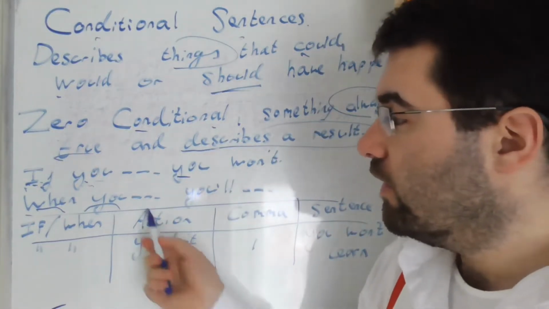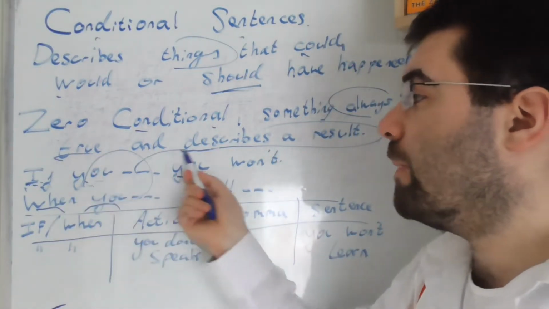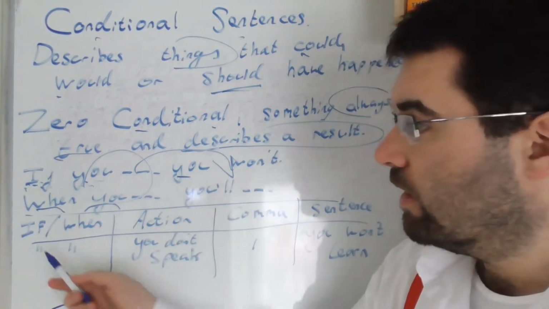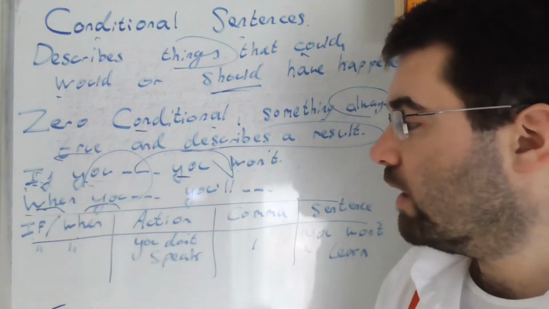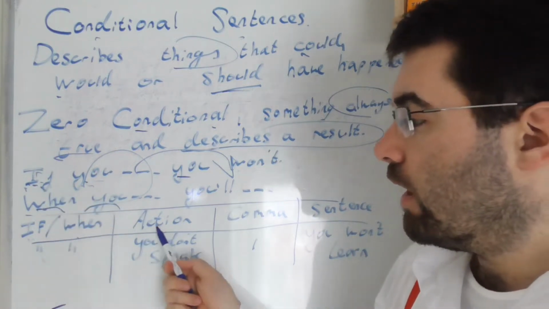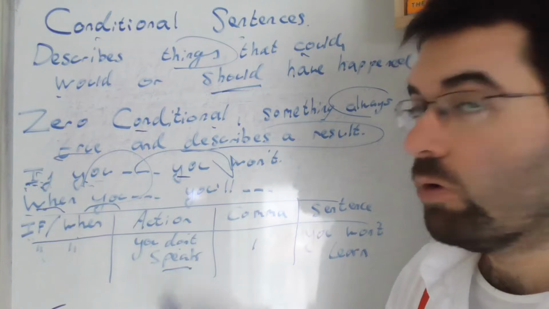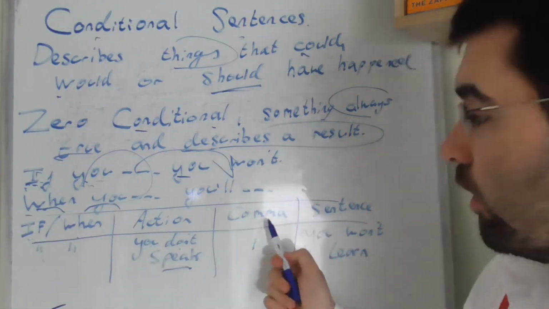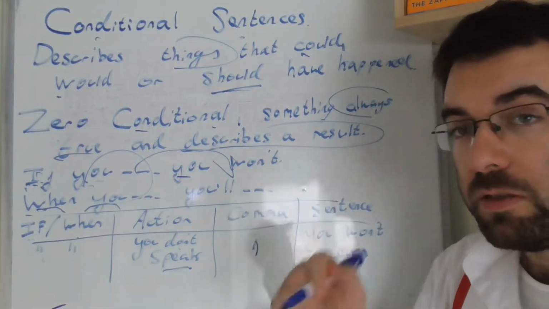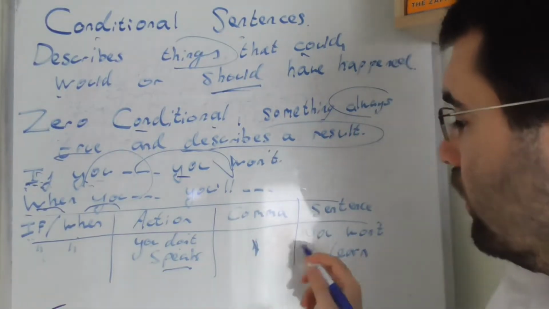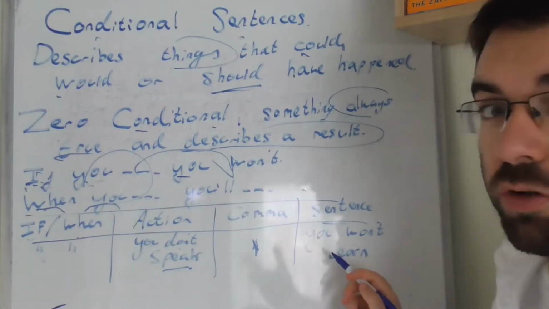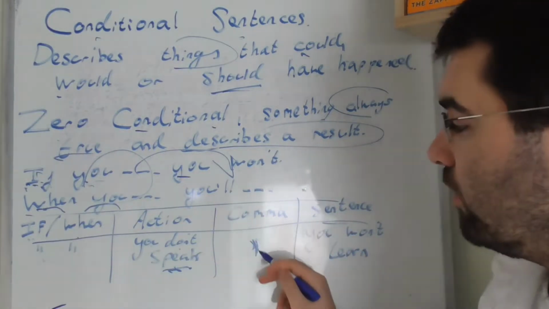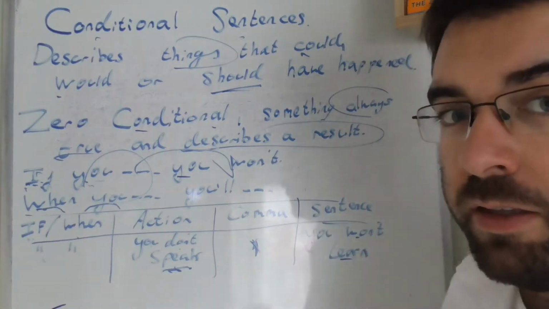So we're looking at this action here and what happens as a consequence of it. When we look at the sentence, if or when, if action, you do speak English or you don't speak English, comma, always a comma in the middle, and then the rest of the sentence, the result. If you don't speak English, comma, you won't learn it.